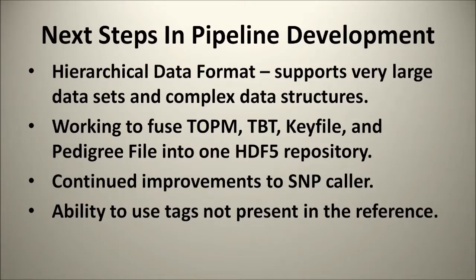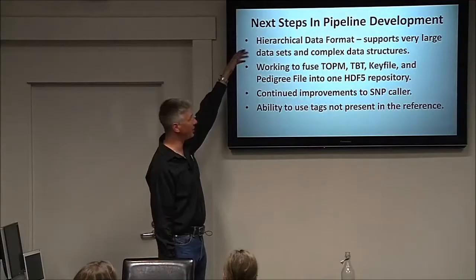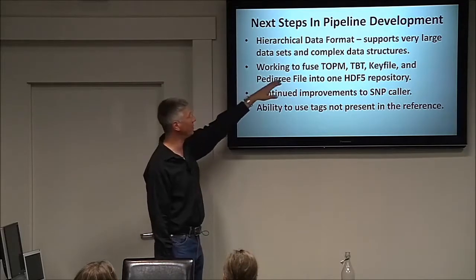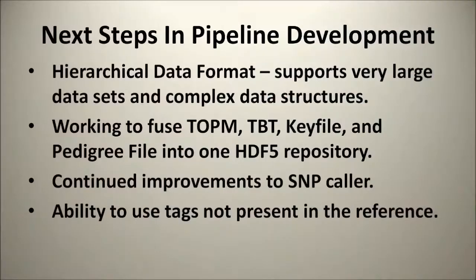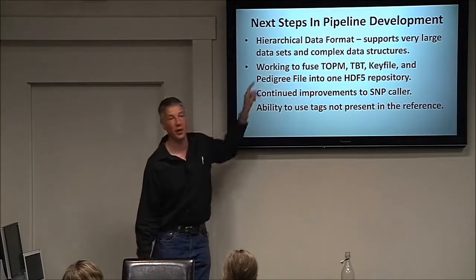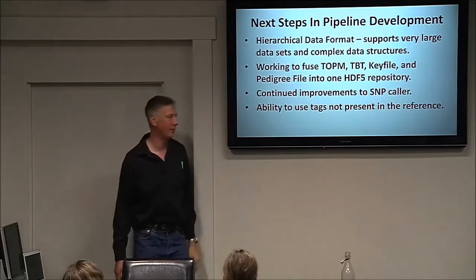Okay, we've been talking about next steps in development. The HDF format, we said it supports large data sets. They're going to put more stuff in there. They're going to start holding the TOPM, the TBT, the key files, pedigree file, and other information in that repository, rather than in a lot of relational databases. There are always improvements to the SNP caller going on, and a major undertaking is the ability to use tags that are not present in the reference. These are next steps. They're not here yet, but they're things that are actively being worked on.